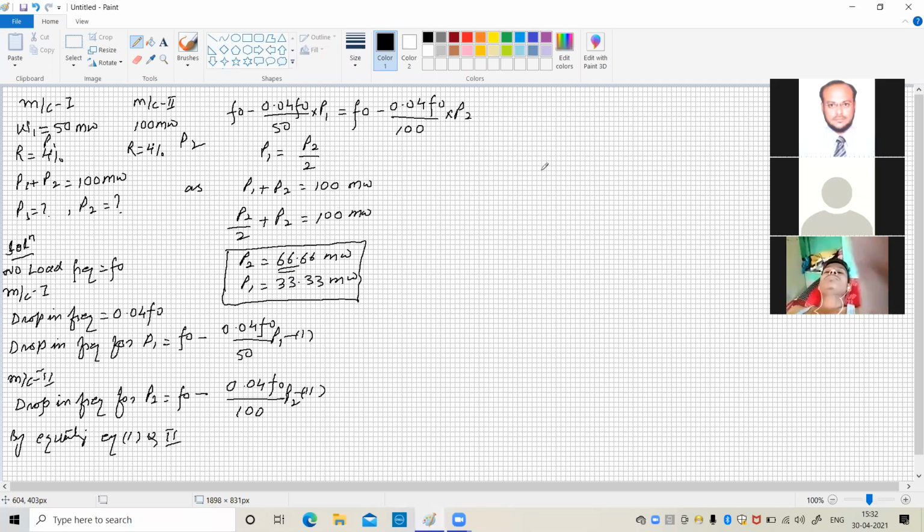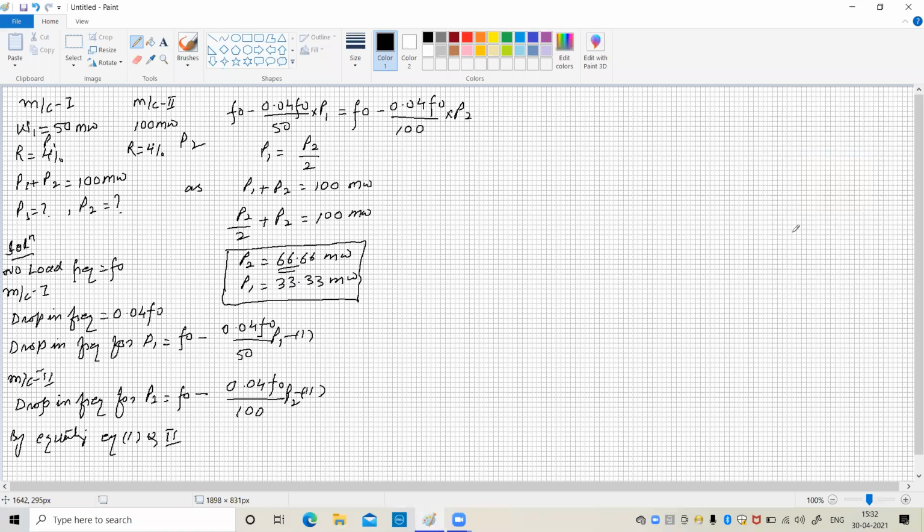Now we will take a second example. Two three-phase alternators operate in parallel. The rating of one machine is 200 megawatt. So here, machine 1 rating we will write here. Machine 1 rating is 200 megawatt.